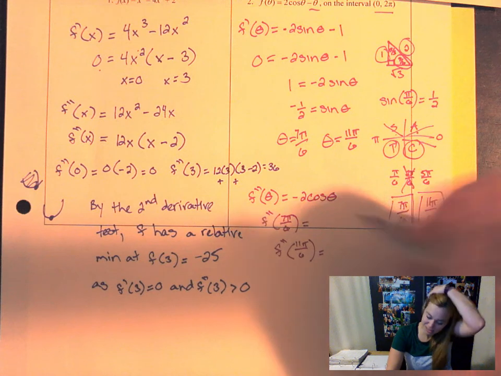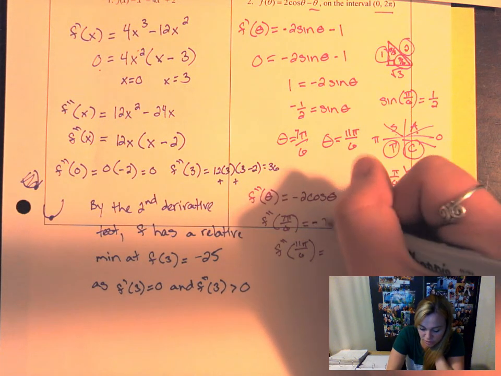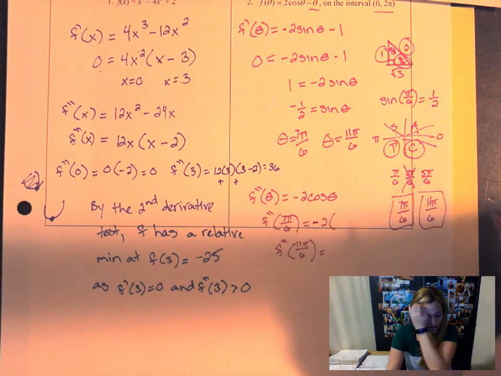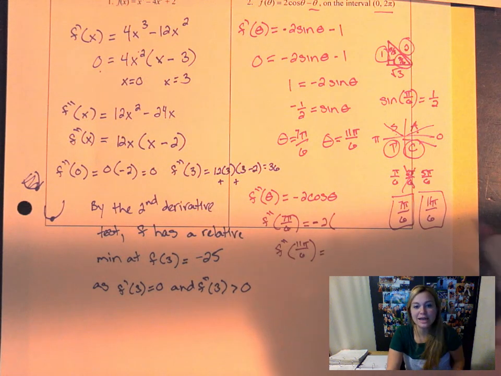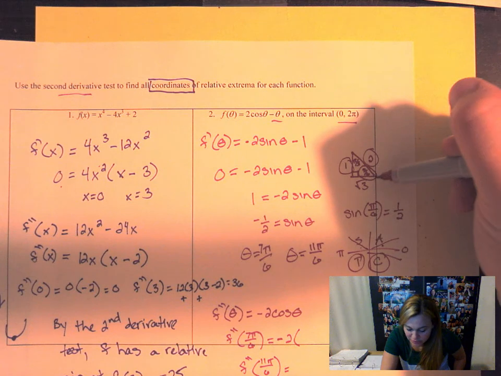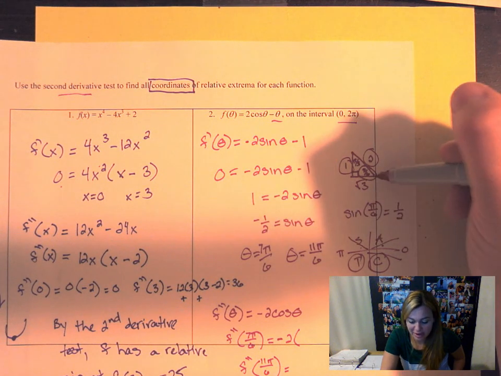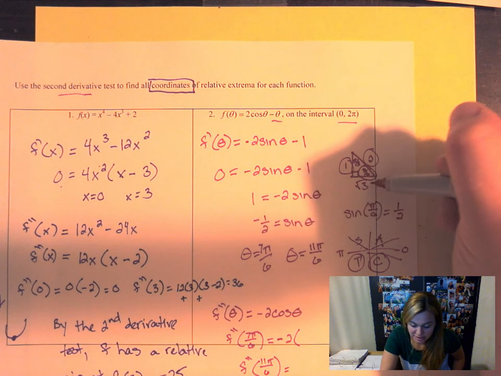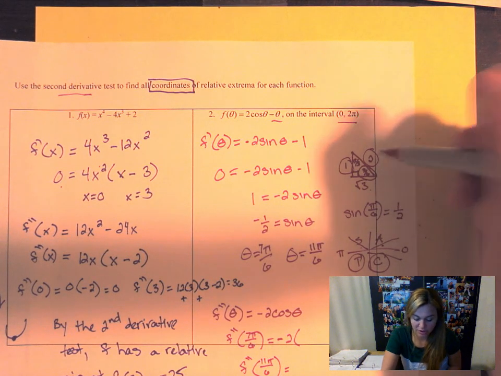Okay, so I already have negative 2. And then I'm thinking cosine. Okay, cosine of pi over 6. If I have cosine of just regular pi over 6, I'm not worrying about negatives at all. Cosine is going to be square root of 3 over 2. It's adjacent over hypotenuse.